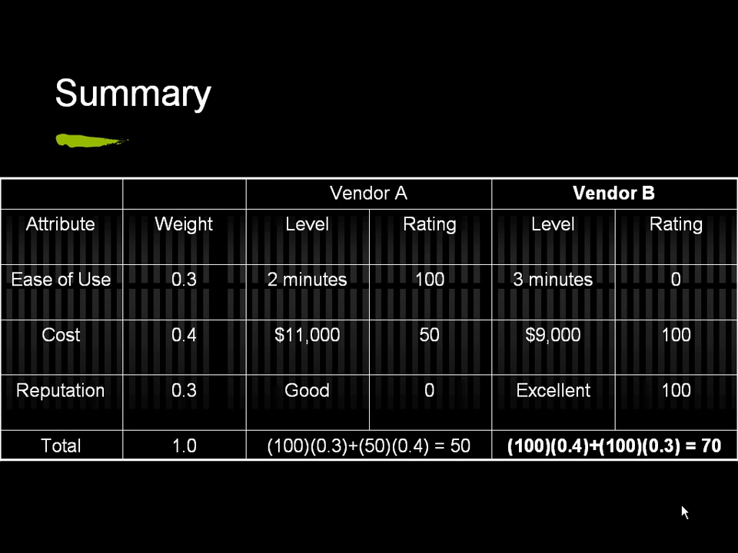This table shows a summary of the data, weights, and preferences. As found through calculation on the previous slide, vendor B is the recommended selection.